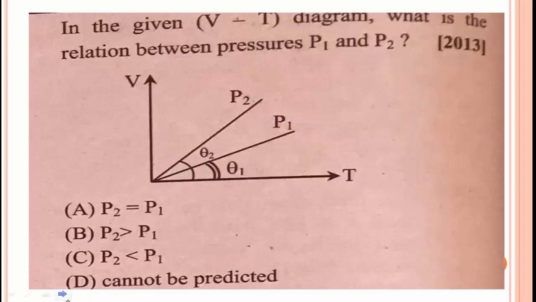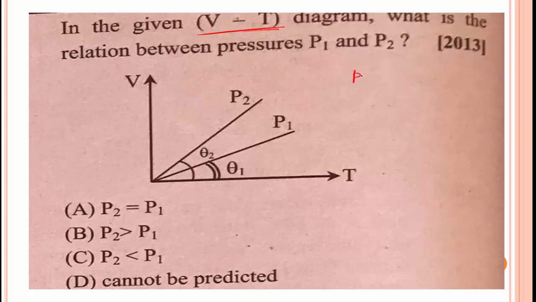The next problem is in the given VT diagram. VT diagram means the volume and temperature diagram. What is the relation between the pressures P1 and P2 in this diagram?